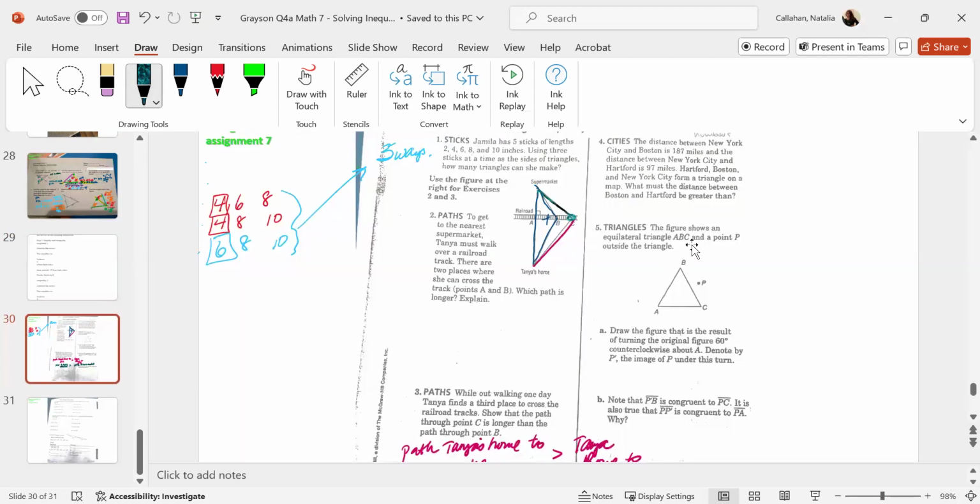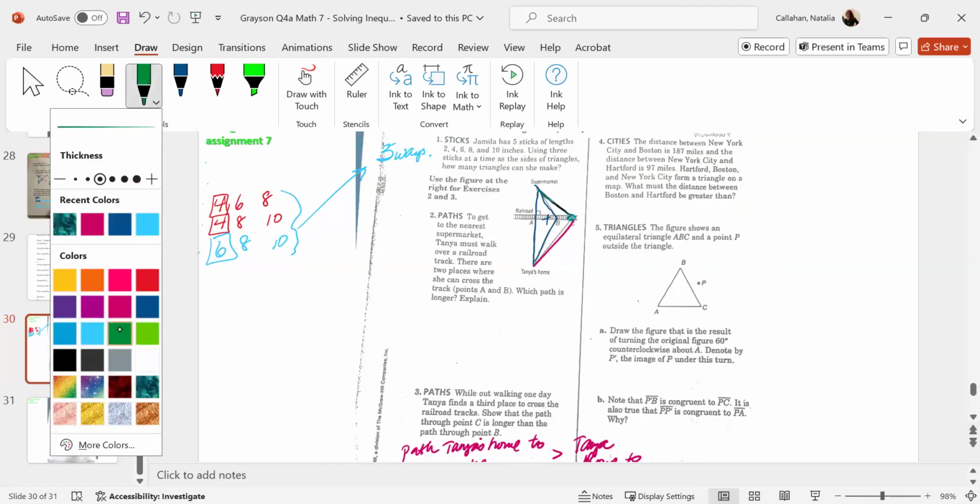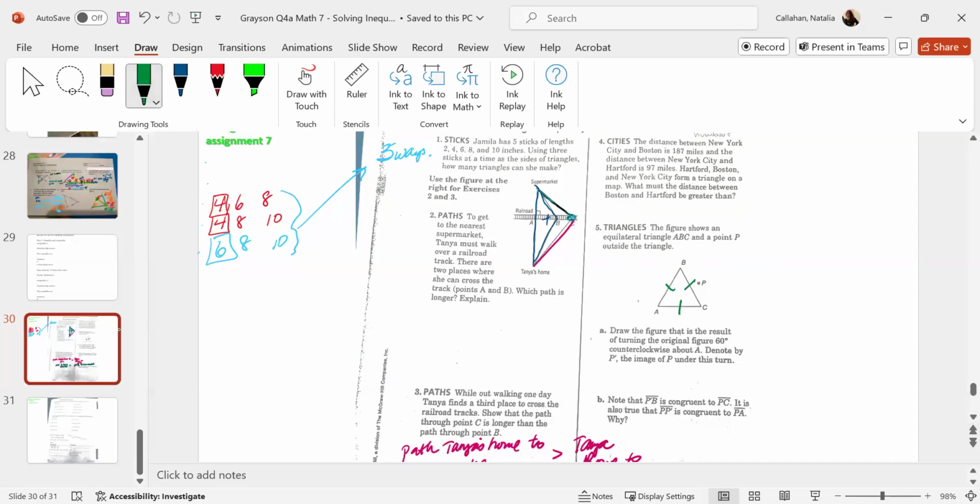Let's move on to the next one. Are we doing just odds? Okay. Read number 5, please. The figure shows an equilateral triangle. So first thing you want to do, you want to draw the little tick marks. And point P is outside.